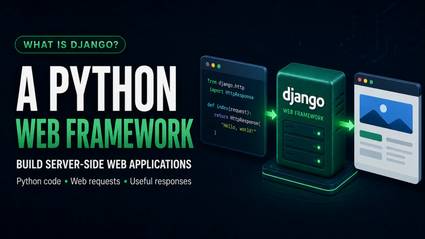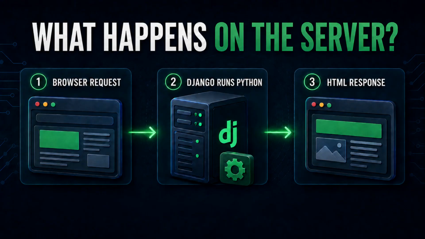Django is a web development framework written in Python. A framework is more than a package that performs one isolated task. It provides an organized foundation, along with conventions for building an entire kind of application. In Django's case, that application is usually a server-side website. When a browser asks for a page, Django receives that request on the server. Python code decides what should happen, retrieves or changes data when necessary, and returns a response, usually as an HTML page the browser can display. This request and response cycle is at the heart of every Django application.